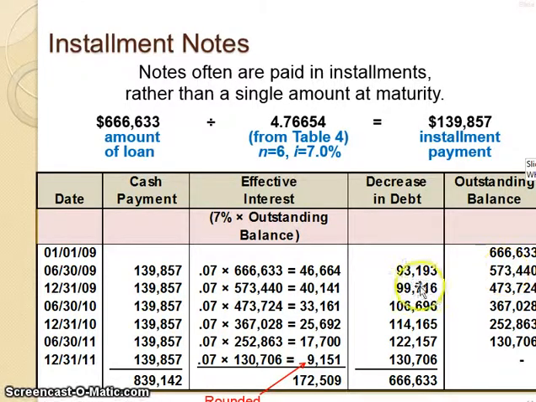666 minus the 93,000 would give you the new balance of 573. So you're going to take 573 times 7%, which gives you 40,141. Well, that's now your interest. So the payment doesn't change, but now that's the piece that's interest, and the rest of it is principal. Now you take the 573 minus the 99,000, and your outstanding balance is 473. So that's what you're going to calculate interest on. That's really the key piece, and that's what I said before: realize that this is going to keep changing, because as you reduce the principal amount, you need to calculate interest again, and that's, in my opinion, the trickiest part of an installment note.